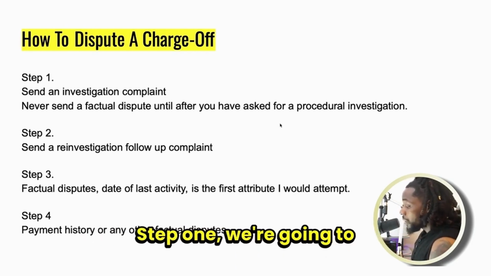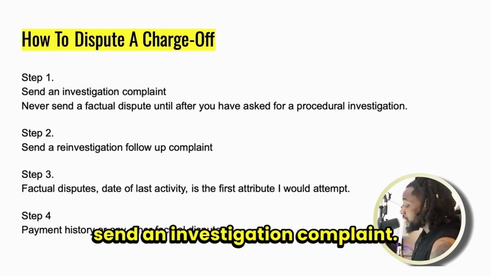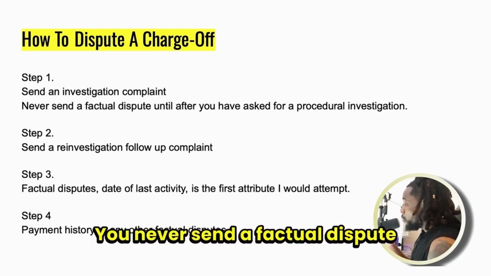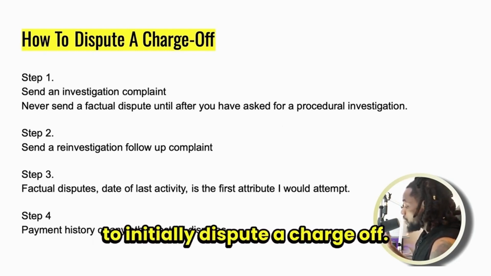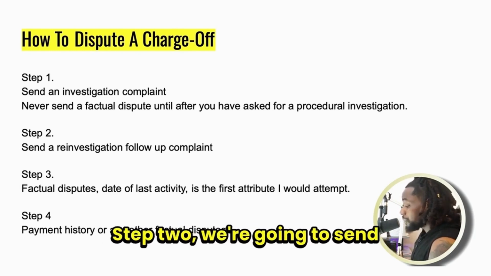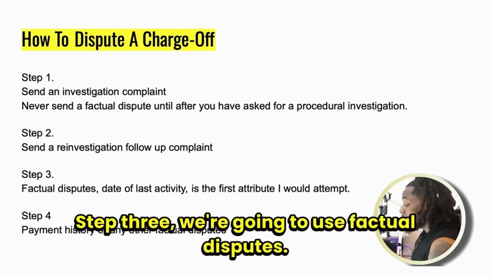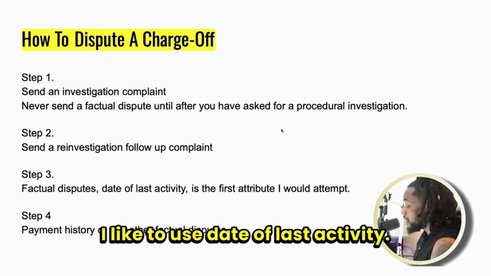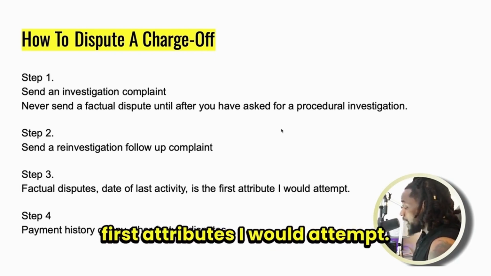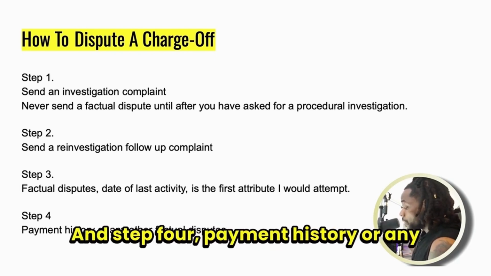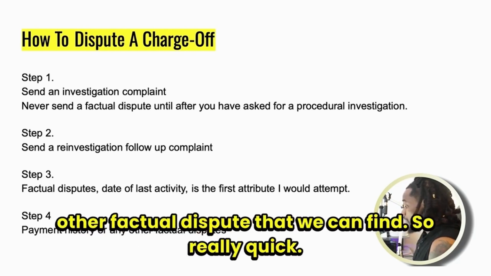Step 1, we're going to send an investigation complaint. You never send a factual dispute to initially dispute a charge off. Step 2, we're going to send a reinvestigation follow-up complaint. Step 3, we're going to use factual disputes. I like to use date of last activity. Usually that's one of the first attributes I would attempt. And in step 4, payment history or any other factual dispute that we can find.